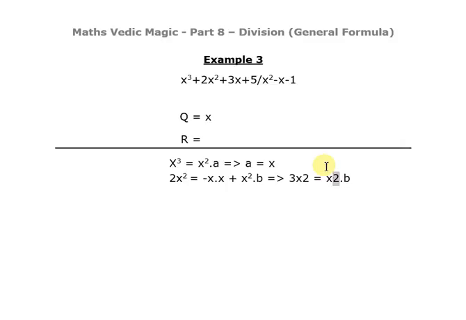Which gives us b equal to 3. So our second term of the quotient is 3. So now we have exhausted all the terms of the quotient. Now it is boiled down to the remainder. So now the third term in the dividend is 3x.